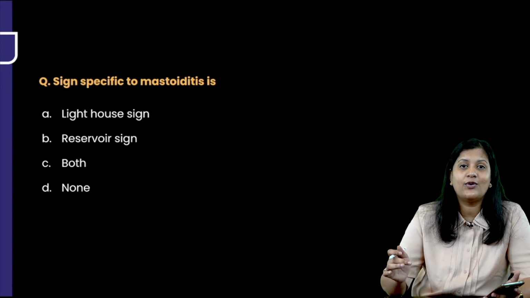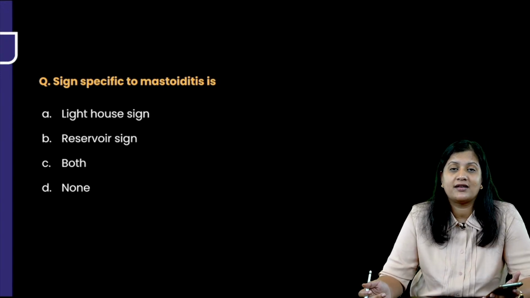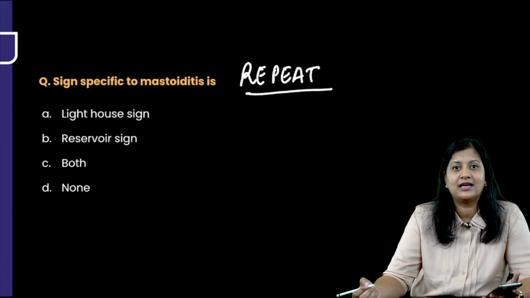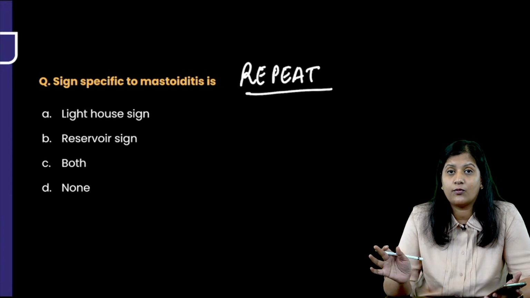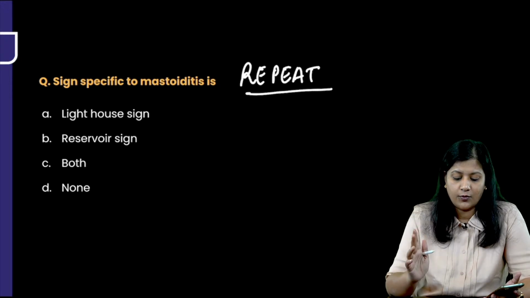Okay, so let's go to the next question. Specific sign that you see in mastoiditis is, again, this is a repeat MCQ which keeps coming in examinations and still people make mistakes. So what is the specific sign? They are not asking you which is seen in both, they are asking you the specific sign. Lighthouse sign, reservoir sign, both or none.